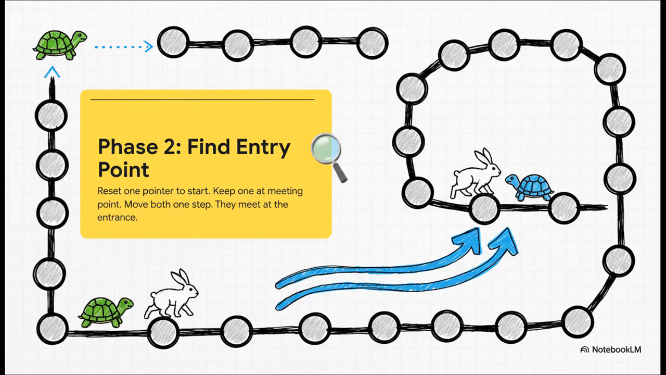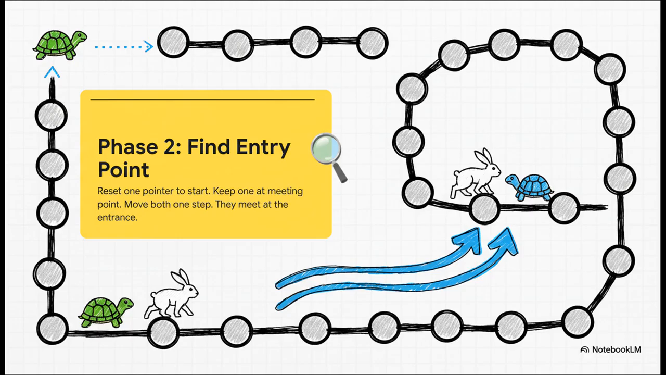Now get ready for the most brilliant part of this whole thing. That spot where they first met, it's almost never the actual start of the loop. To find the real entrance, we do something that feels like a magic trick. You leave the fast pointer, the hare, right where it is at the meeting spot. But you take the slow pointer, the tortoise, and teleport it all the way back to the very beginning of the road. And now you change the rules. They both move at the same slow speed, one step at a time.